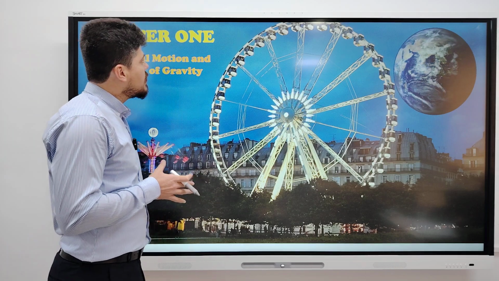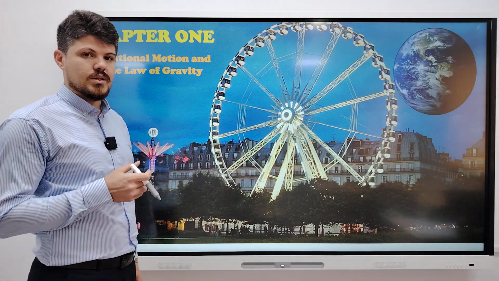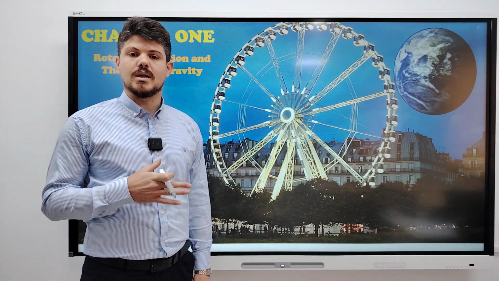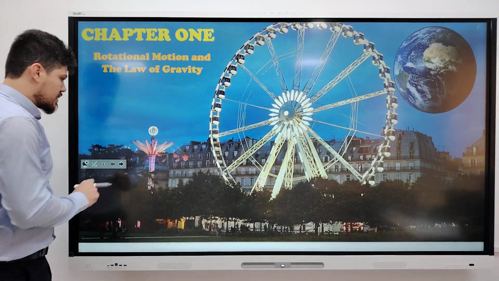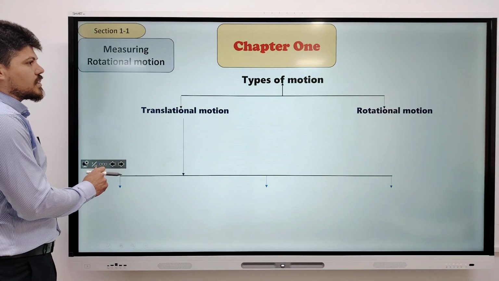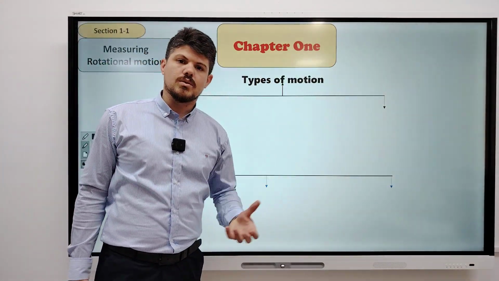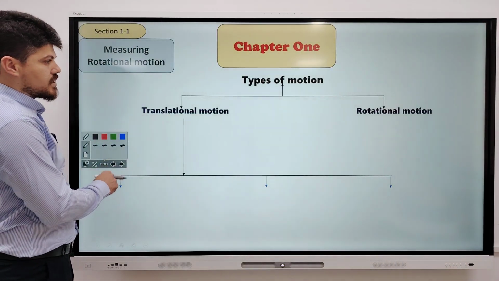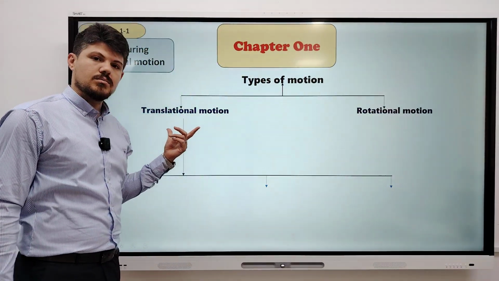In this video from chapter 1, about rotational motion and the law of gravity, in this lesson you will be able to understand the different types of motion, in chapter 1, section 1. How many types of motion do we have in physics? Generally, we have two different types of motion: rotational motion and translational motion.